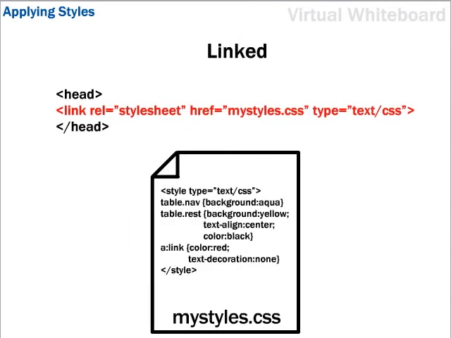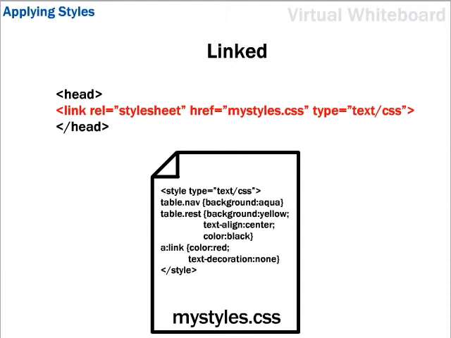Linked style sheets hold all the style properties in a separate file. You then link the file into each HTML document where you want those style properties to appear. With this method, I've created a separate file called mystyles.css that contains all my style properties. You can see that the same type equals text/CSS attribute shows up here. Following are the entire contents of the mystyles.css file.